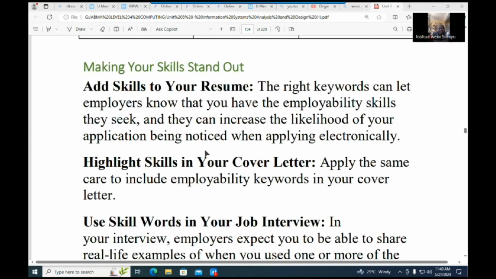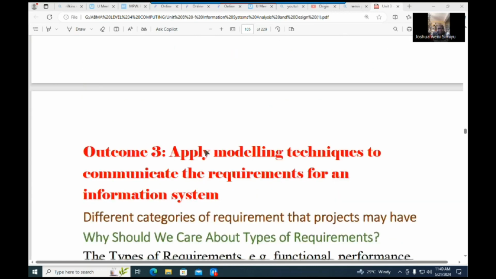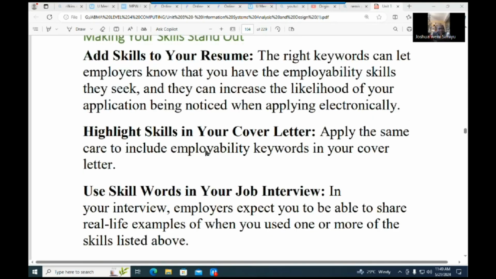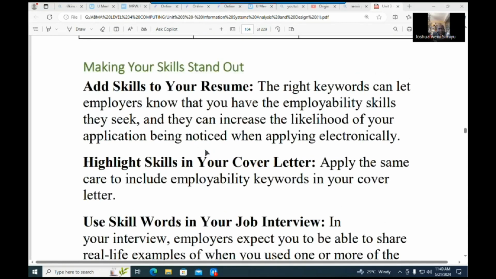For today, I think we can wrap up with this remaining part: making your skills stand out. How are you going to make your skills stand out? Yes, you have the skills. Then how are you going to make them stand out? The first one is you need to add your skills to your resume. Add your skills to the CV. The CV should display your skills.